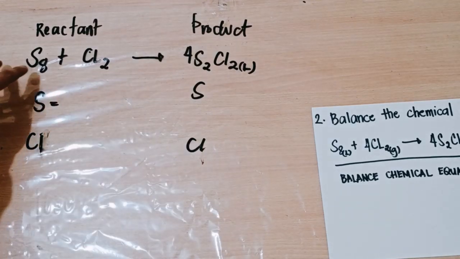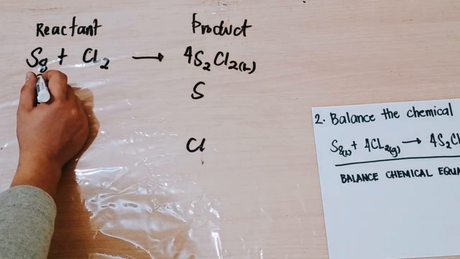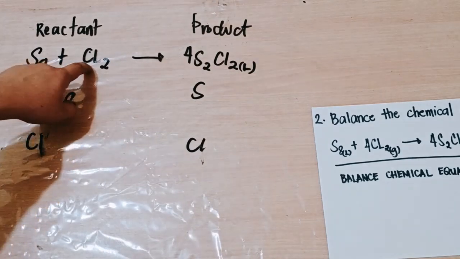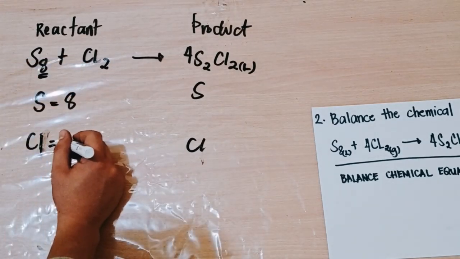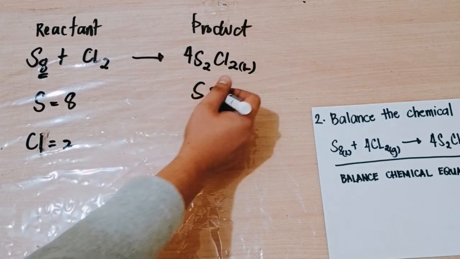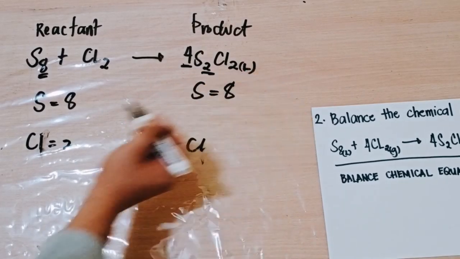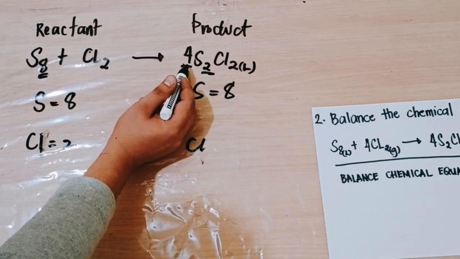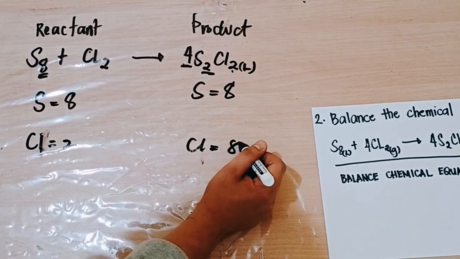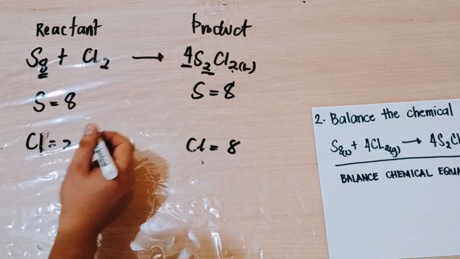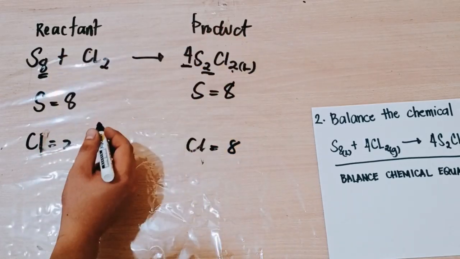So, sa sulfur, in the reactants, meron siyang 8 moles. While sa reactant also, sa chlorine, we have 2 chlorine. Dito naman sa product, we have 4 times 2, we have 8 sulfur. And at the same time, 4 times 2 sa chlorine, we have 8. Now, after mo makuha yung mga moles nila, you're going to find if the elements present in the reactant and product are equal.